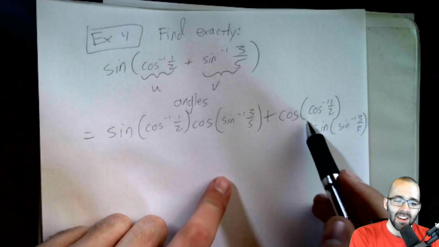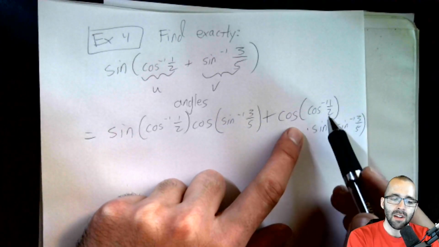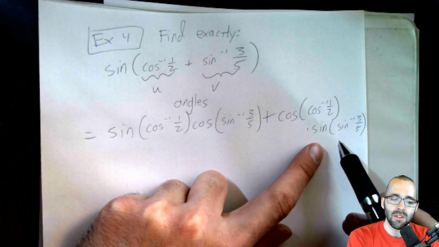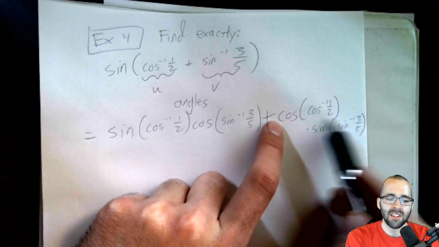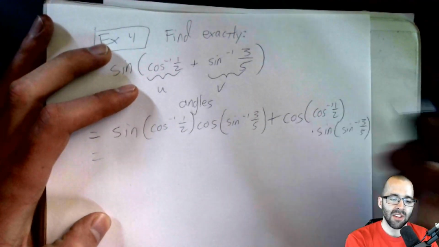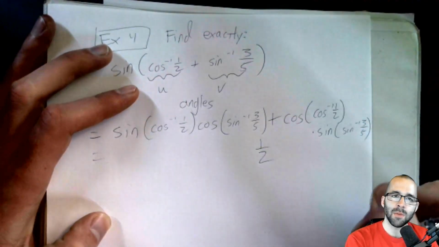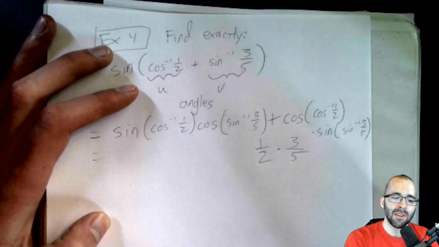All right. Remember that we said that these usually cancel out as long as we're in the range. And really, that only matters if it's flipped. If it's in this order, they always cancel out. So let's do the easy part first. Cosine of the inverse cosine of 1/2 is 1/2. Sine of the inverse sine of 3/5 is 3/5.